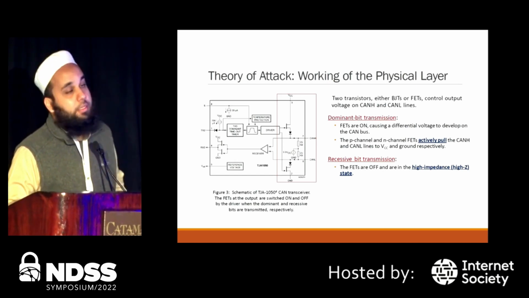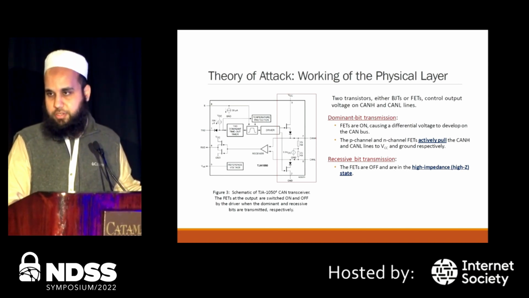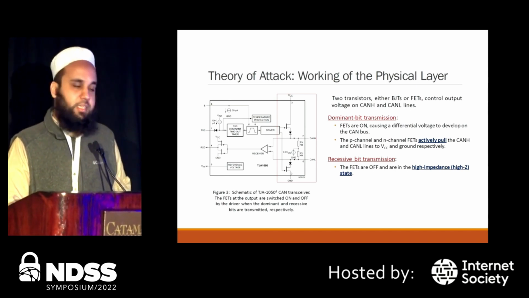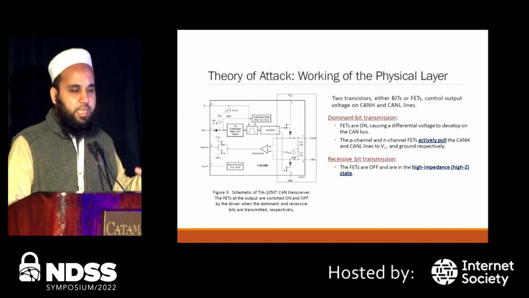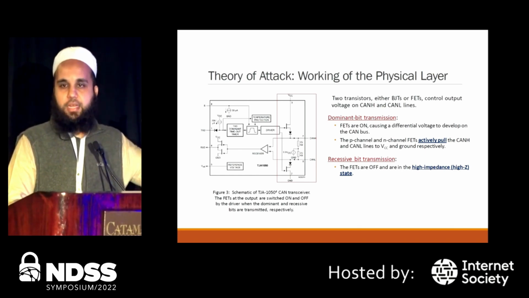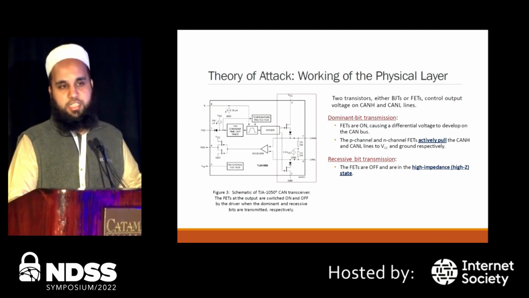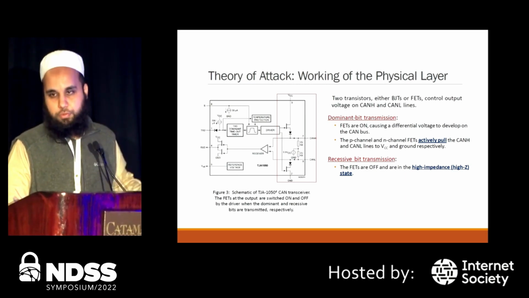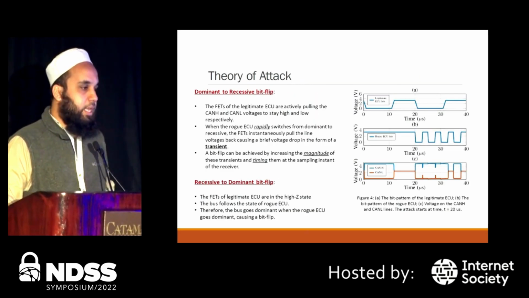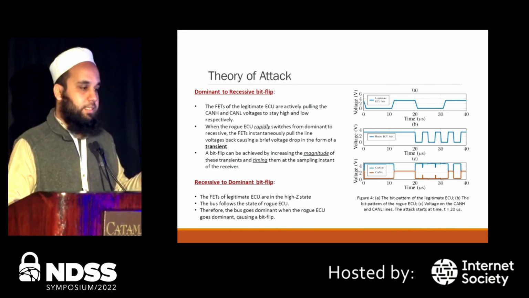Briefly talking on the working of the physical layer of the CAN transceiver, we have two transistors, either BJTs or FETs, at the output that control whether it's dominant or recessive. For dominant transmissions, these transistors actively pull the CAN high and CAN low lines to the supply and ground respectively. For recessive bit transmissions, they are off and the lines are left to float, in a high impedance state. So this helps our adversary, as the theory of attack is explained in the figures.